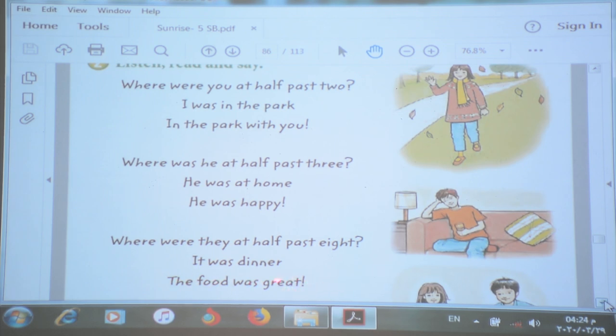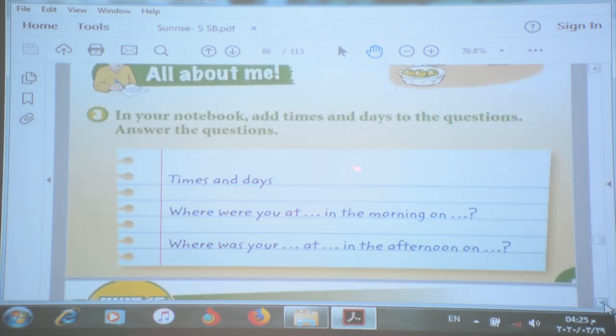Book, you should write down a paragraph, a question and answer the questions. Times and days, talk about time and days. For example, where were you at 10 o'clock in the morning? You should use day. The first one is time. Write down the time here and write down the day of the week. Saturday, Sunday, Monday, any day that you want. The first one is 10 o'clock, 9 o'clock, 8 o'clock.